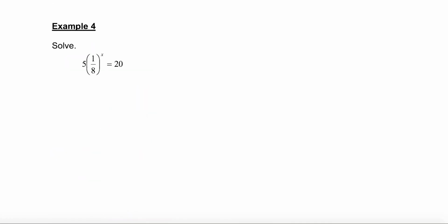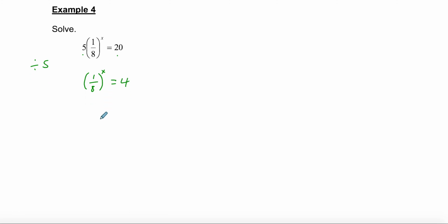Okay, a couple more and then we're done. This isn't bad. This is another one that isn't too bad. One thing I'd like you to notice right away is that this 5 and that 20, I could divide both sides by 5. So if I divided both sides by 5, the 5 on the left would cancel out, and 20 divided by 5 is 4. So I can simplify first before I go ahead and try and get the same base.